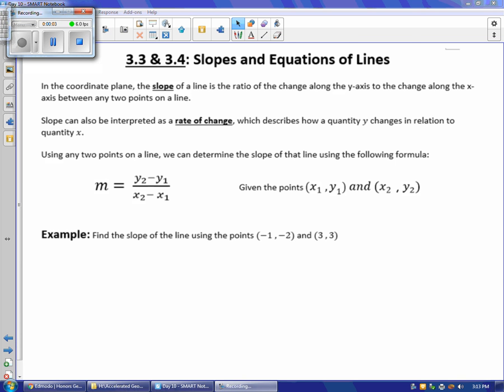Hi everyone. Today we are going to talk about slopes and equations of lines.